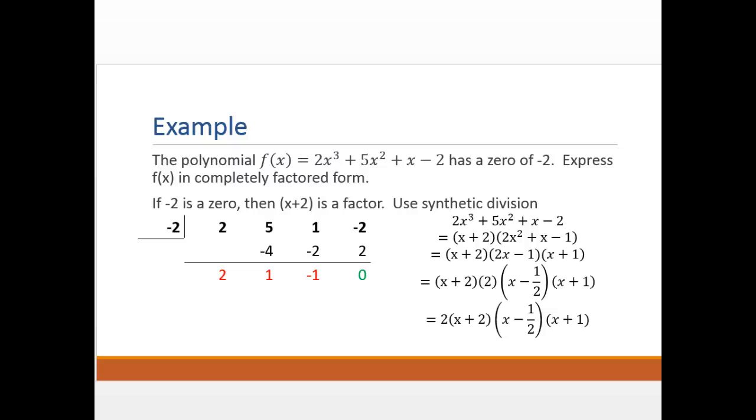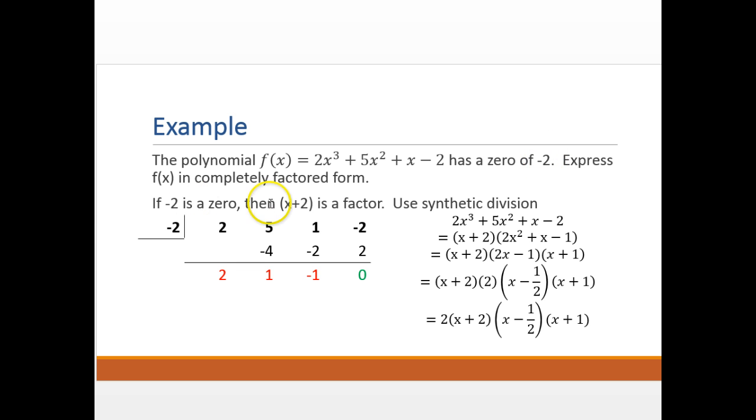Let's try something a little bit more difficult here. It says the polynomial f of x equals 2x cubed plus 5x squared plus x minus 2 has the zero of -2. Express f of x in completely factored form. Notice in this case we're only given one of the possible 3 real zeros. So what we're going to do is take this -2 and use our synthetic division we learned in our previous section.